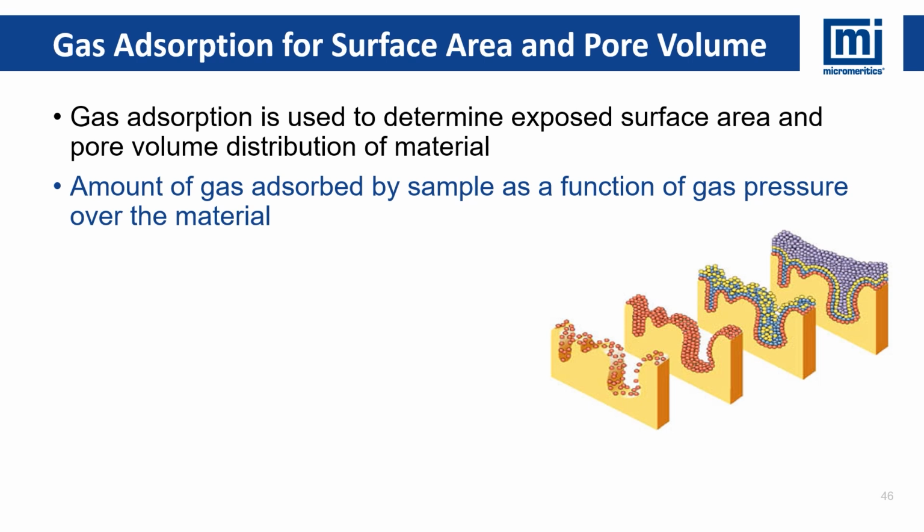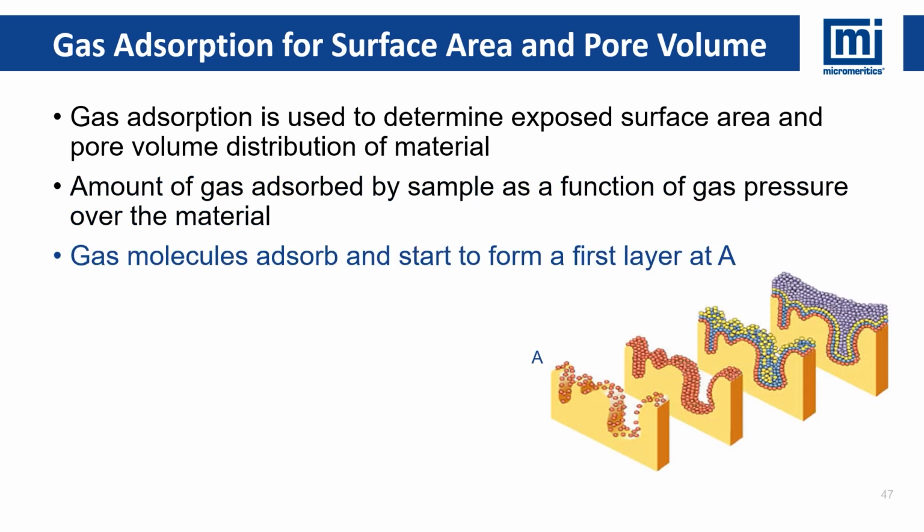At low gas pressures, some of the molecules will start to adsorb onto the sample, beginning the formation of a first layer, as we see in illustration A. In illustration B, we see the formation of a first complete layer of gas molecules on the surface of the sample. We can use the monolayer capacity, the amount of gas to form that one layer, if we know the number of molecules in it and we know the area occupied by a single molecule.